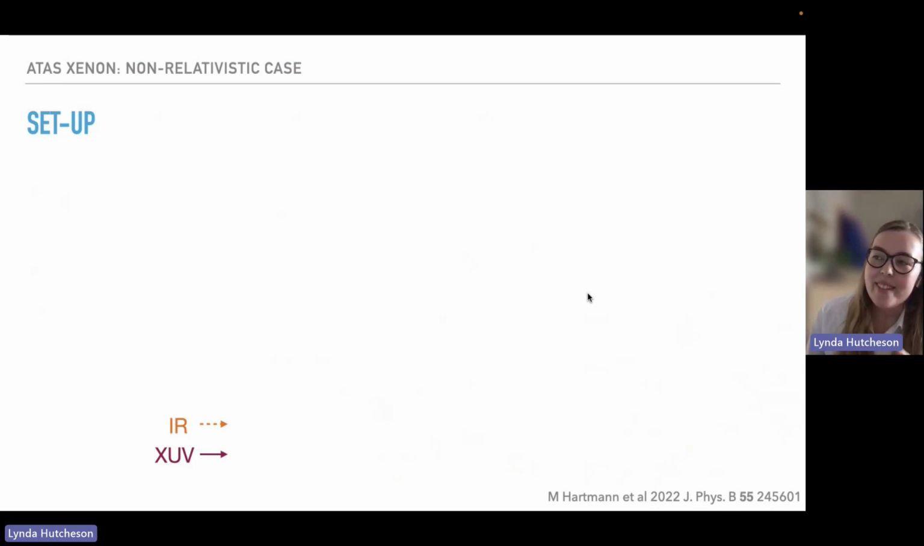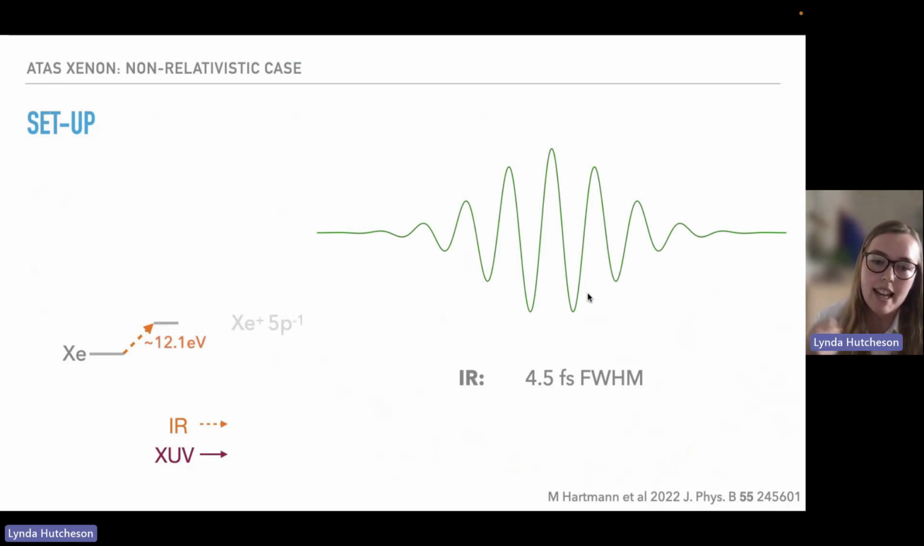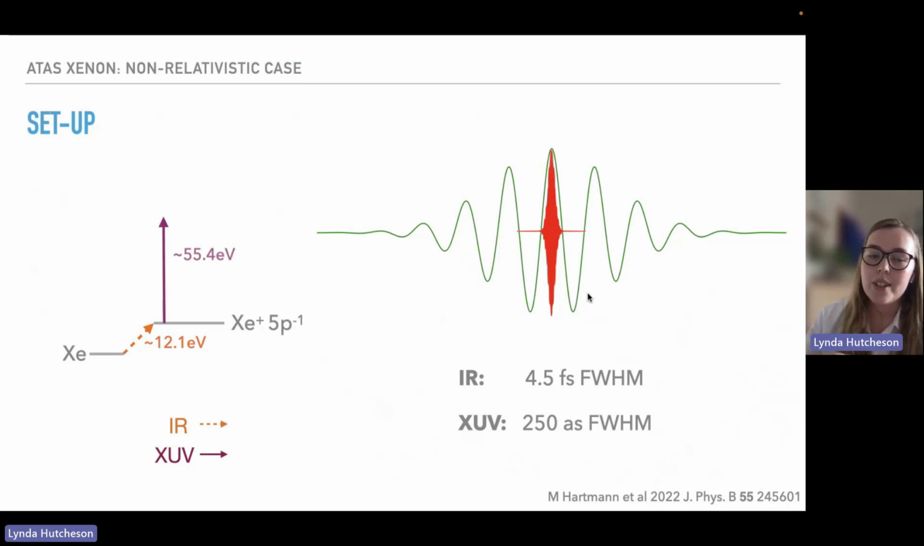We looked at xenon in this work, and our setup was as follows. We have our neutral xenon, and we have an IR pulse, which comes along and ionizes an electron from the valence shell, so we're left with a hole in the 5p shell. Then we have our second attosecond XUV pulse, which comes along and promotes an electron from the 4d shell into this 5p hole, and then what we're left with is a hole in the 4d shell. And it's this transition that we're going to be looking at in this work.